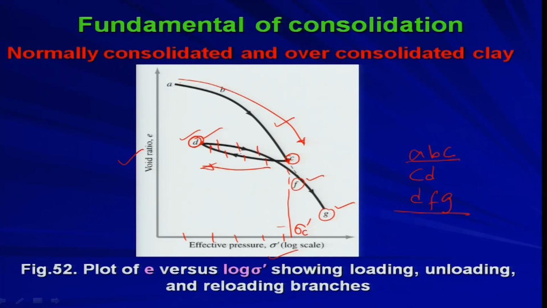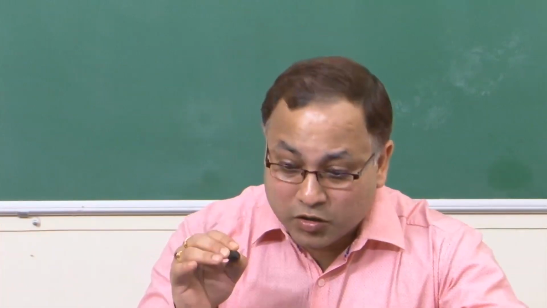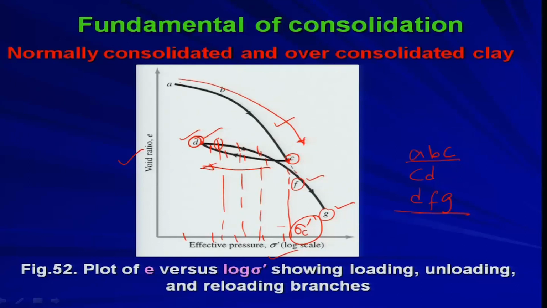Why? Whatever stresses you are applying, all these stresses are less than your past pressure sigma C prime, am I right? So, you will not be getting a very steep slope, but a flatter slope. Soil will say, already this much I have experienced, sigma C prime, what you are putting now, I can take care of that. So, once you reach this point F, it will not be exactly matching point C, some gap will be there as shown by the dotted line.